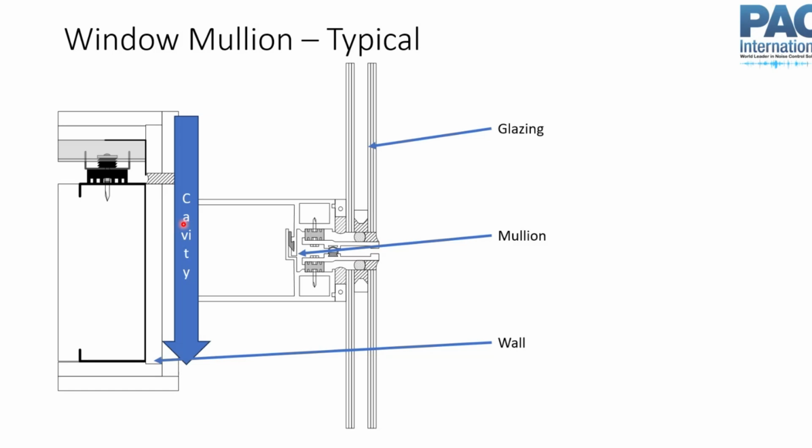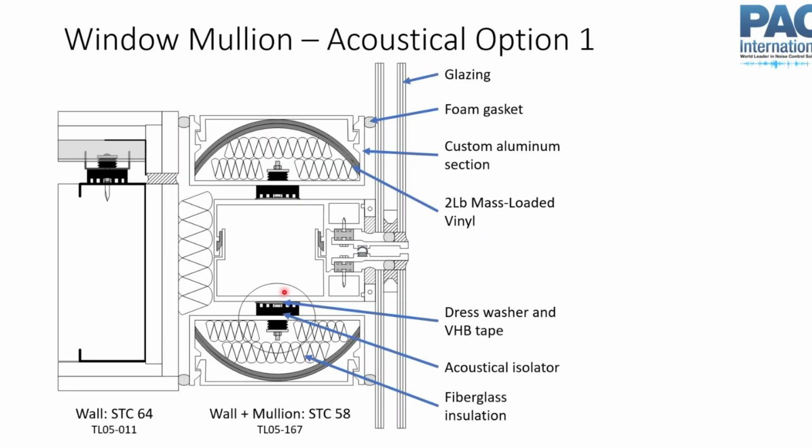So we have this cavity path, but we also have a structure path, because this mullion usually does not have anywhere near the acoustical performance of our wall, especially if this is high-end condos and we have a really beefy STC 60-plus wall. A hollow aluminum mullion or something like that is not going to have that same level of acoustic isolation. So we have to address both of those, and that can get really complicated.